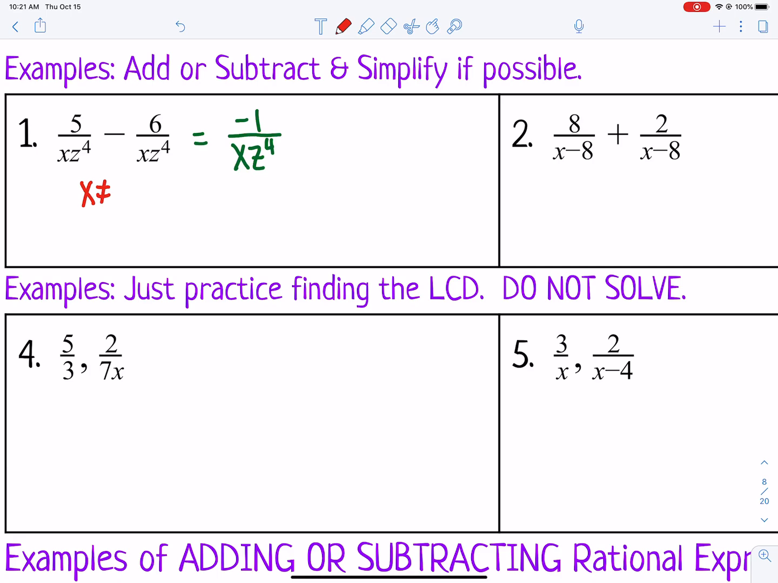So x could not equal 0, because if that was 0, 0 times whatever is right beside it would give you 0. And the same thing for z. z can also not equal 0, because 0 to the 4th power would be 0, and then that times anything that x would be would also equal 0. So we have x can't equal 0, z can't equal 0, and then our simplified form of our answer.